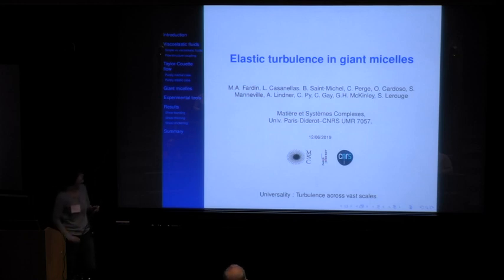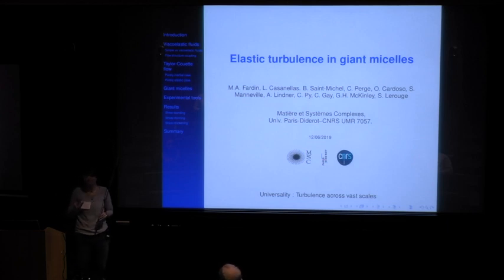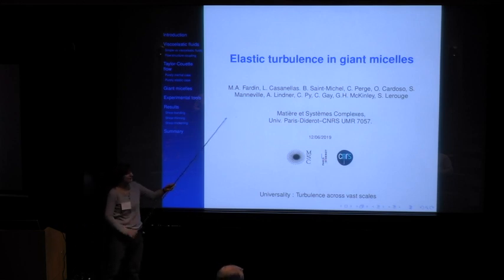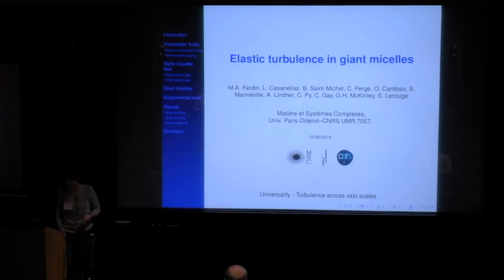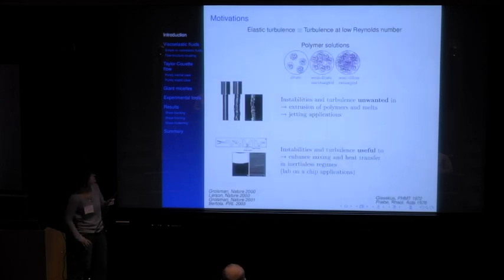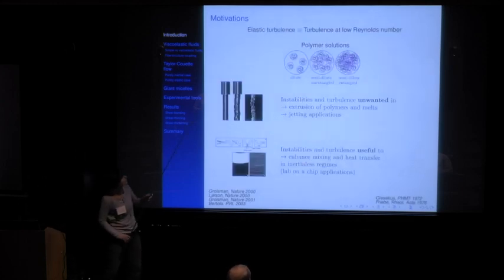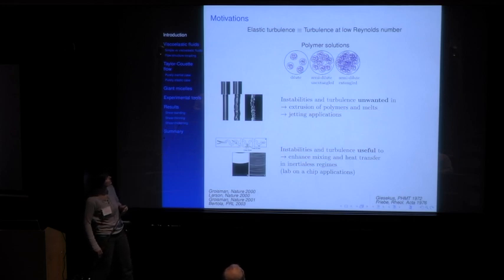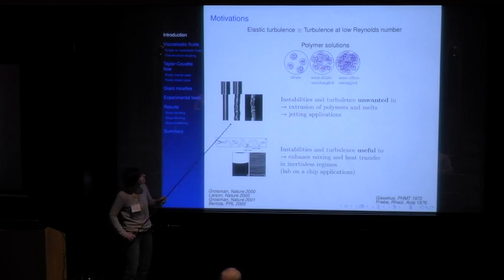I'm going to talk about elastic instabilities and turbulence, even though I'm not sure that I'm still authorized to use this word now, in a viscoelastic system which are called giant micelles. Elastic turbulence is also named turbulence at low Reynolds number, or turbulence without inertia. And so it's a phenomenon which is well known to develop in a dilute and semi-dilute solution of long chain polymers.